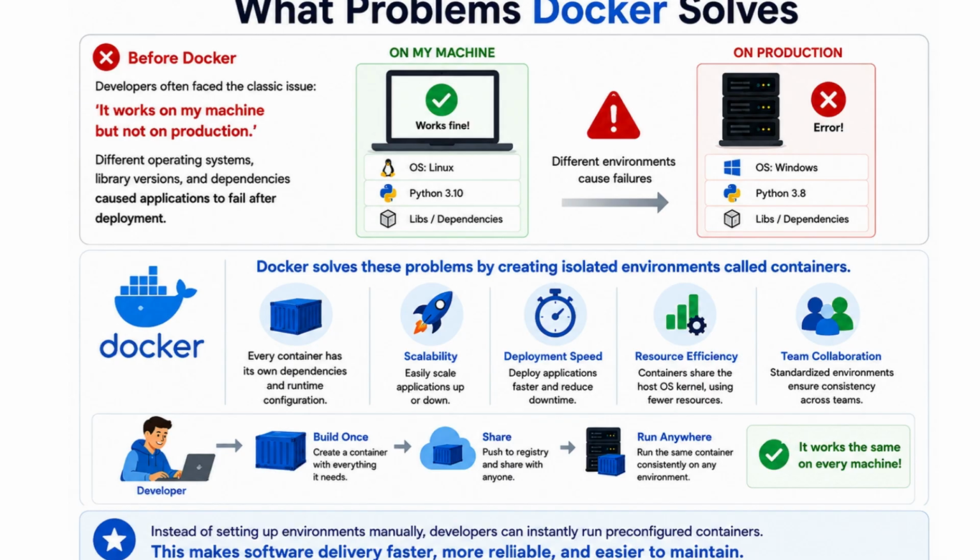What problems does Docker solve? Before Docker, developers often faced the classic issue: it works on my machine but not on production. Different operating systems, library versions, and dependencies caused applications to fail after deployment. On one machine, an application might work perfectly using Linux, Python 3.10, and a specific set of libraries and dependencies. However, when deployed to production on another system such as Windows with Python 3.8 and different dependencies, the application could fail due to environment differences.